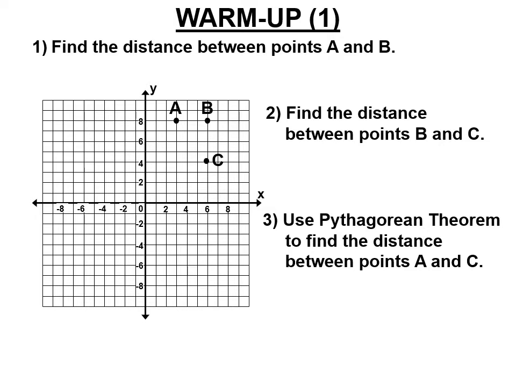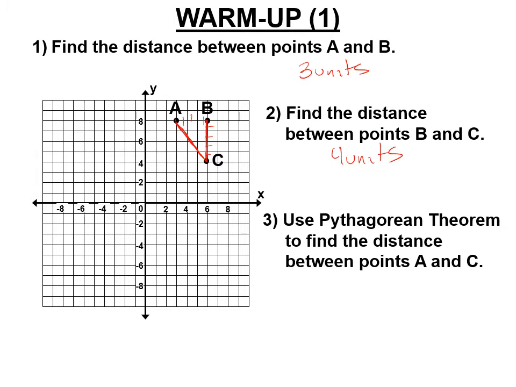So we literally have to count boxes: 1, 2, 3. The distance between points A and B is 3 units, we'll say. And points B and C is 1, 2, 3, 4 units. Now, what we're going to do today is more like find the distance between points A and C. Now, you cannot count boxes here, right? So this first one was a horizontal distance, it was across. And the second one was a vertical distance.